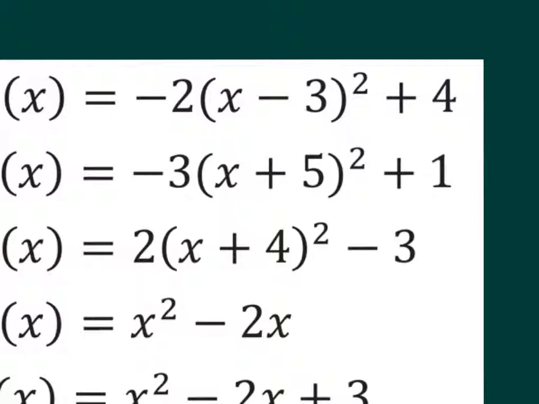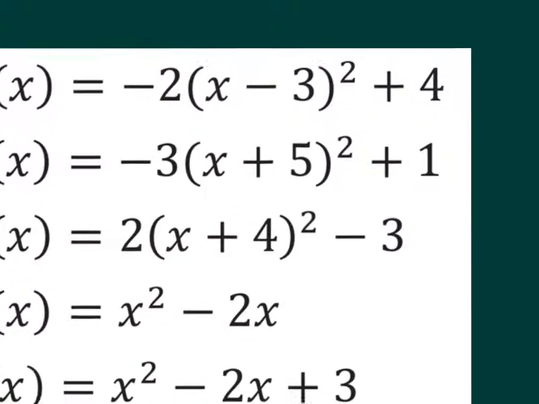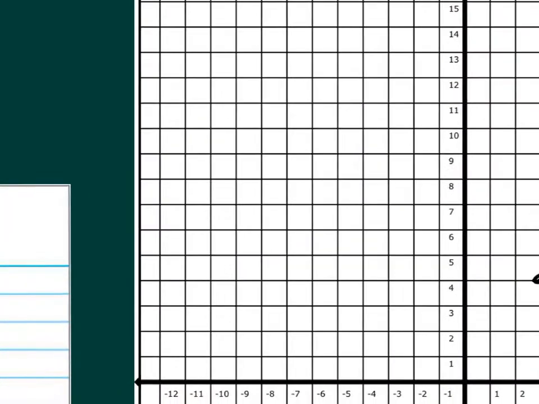Negative 1. What is the square of negative 1? Plus 1. Positive 1. What's 1 times a negative 2? Negative 2. What's negative 2 plus 4? 2. Correct. Positive 2, yes. So come over here, and we put in a 1.